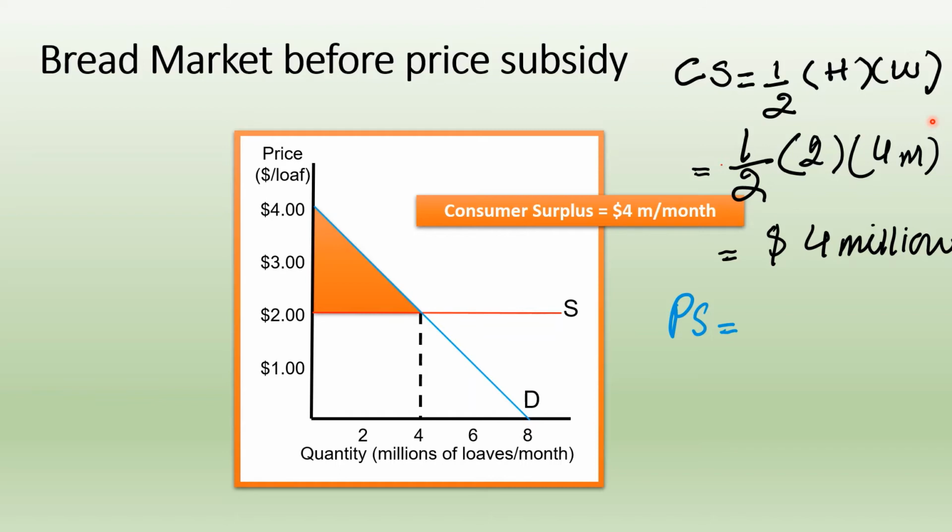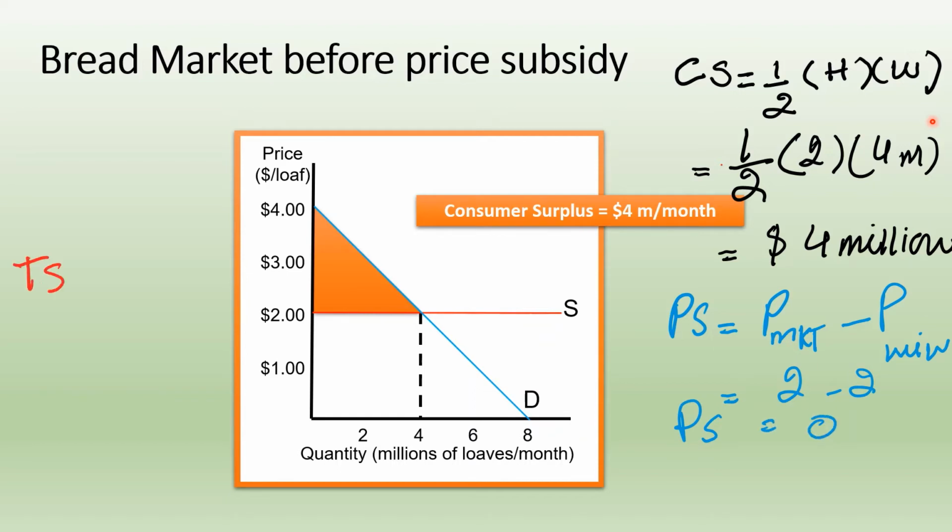The government is actually the supplier. It is purchasing, or importing, the bread at a price of $2, right, and also selling at the same price. So the marginal cost, or the minimum price at which the government is ready to sell, is $2, and the market price is also $2. That's why producer surplus is equal to 0.